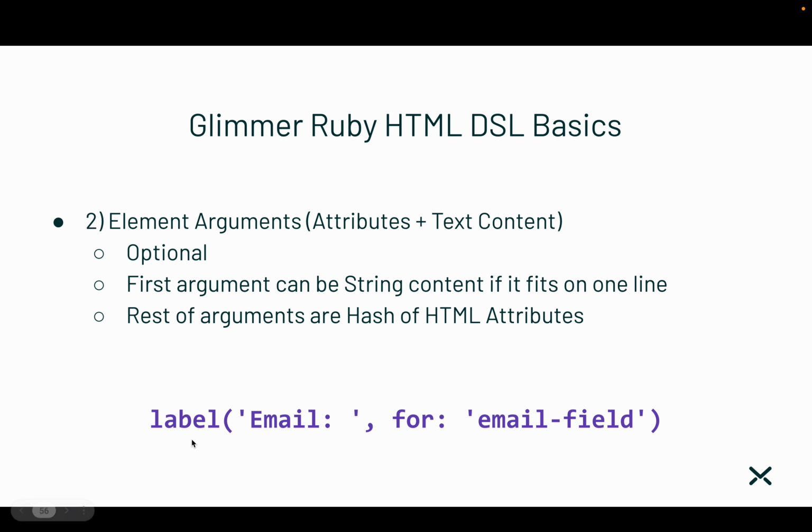This one is combining both. A label has the text content of this and the for attribute of this. This is a bit similar to ERB helpers in Rails. So that's how we do it in Glimmer too.